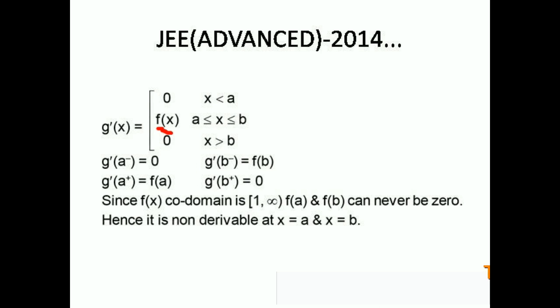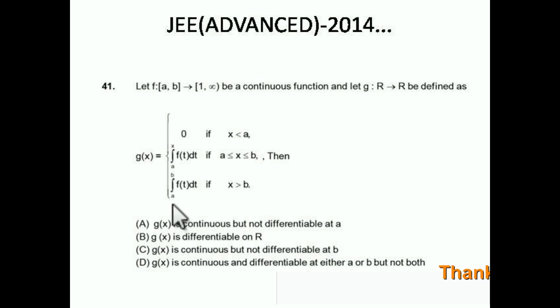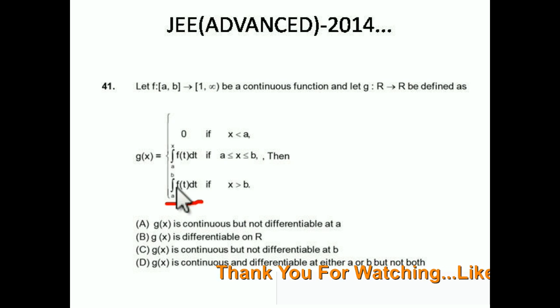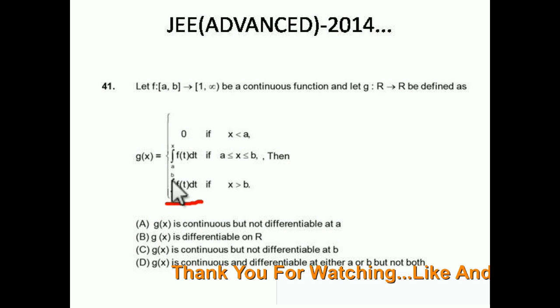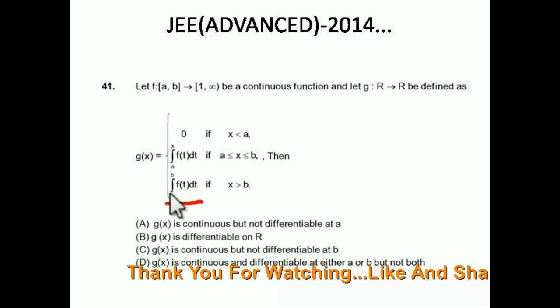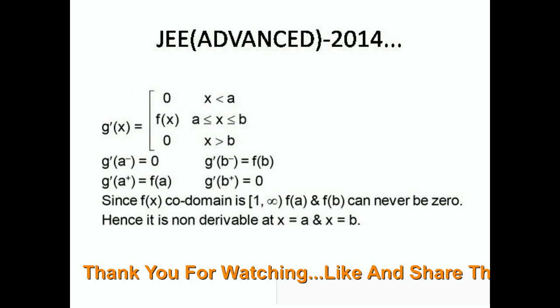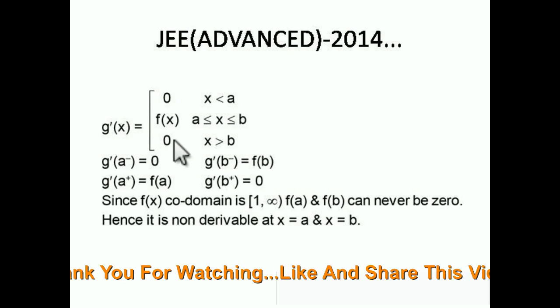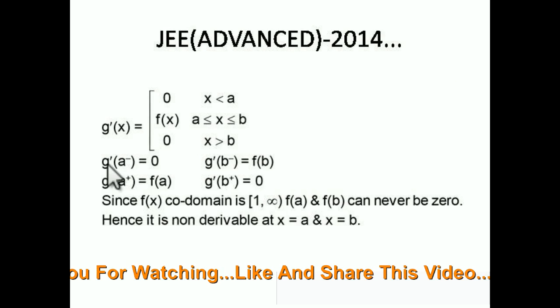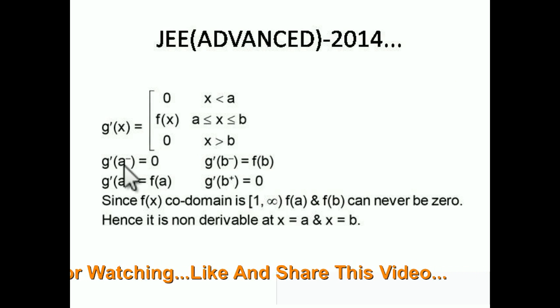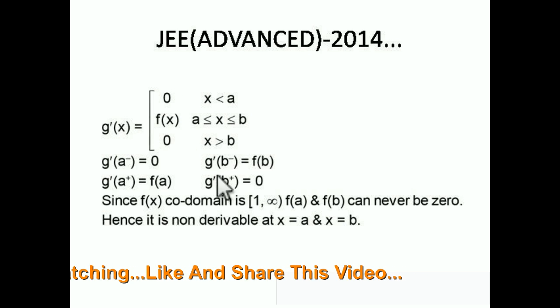And similarly here, a to b f of t dt: you can see both limits are constant, a to b, with no variable, so the answer is 0 because the differentiation of the limit is 0 for both upper and lower. So you can see here it is 0. Now, as we know the differentiability rule, g dash of a minus is 0, g dash of a plus is f of a.